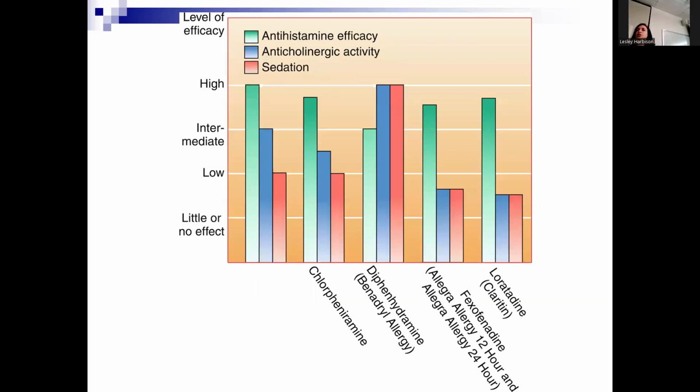Here's another chart that shows those same medications and the antihistamine efficacy, so how well it works, the anticholinergic activity, and then the sedation. You can see Benadryl is high on all of them, but Claritin is high with the antihistamine and lower with the other two. So just another way of visualizing it.